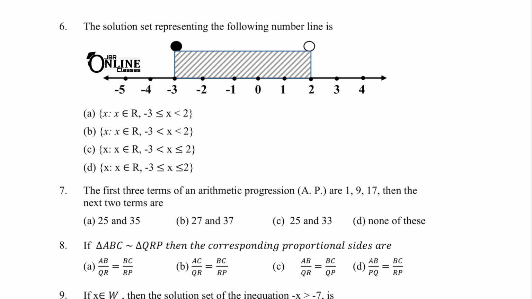Now next one, sum number 6. The solution set represented by the following number line. So here this one is the closed one and this one is the open one. Closed one means there will be an equal to sign, here minus 3. So minus 3 will be with equal to. So the first answer will be your answer, here minus 3 less than or equal to x less than 2.